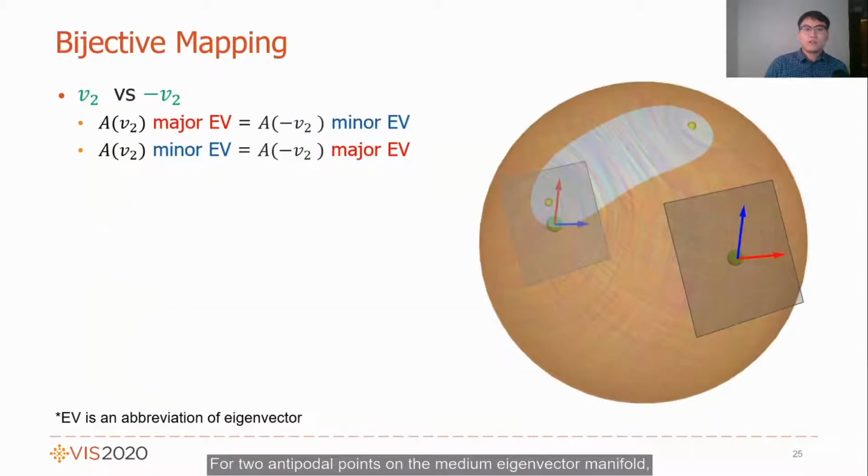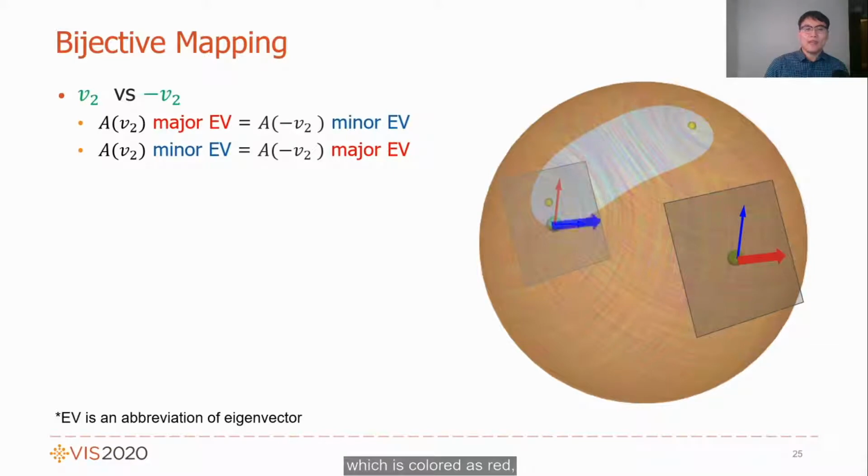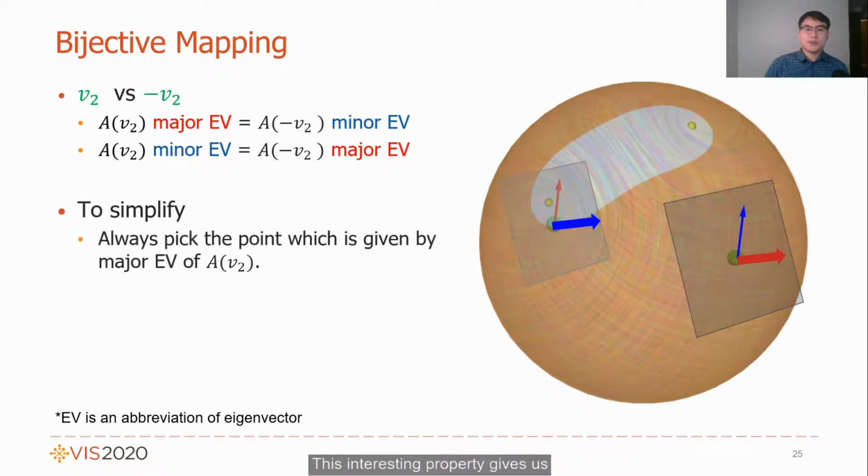For two antipodal points on the meeting eigenvector manifold, the major eigenvector and minor eigenvector of the 2D asymmetric tensor field swap. In this image, we can see that the major eigenvector, which is colored red, becomes the direction of the minor eigenvector of its antipodal point. This interesting property gives us a way to simplify the mapping.